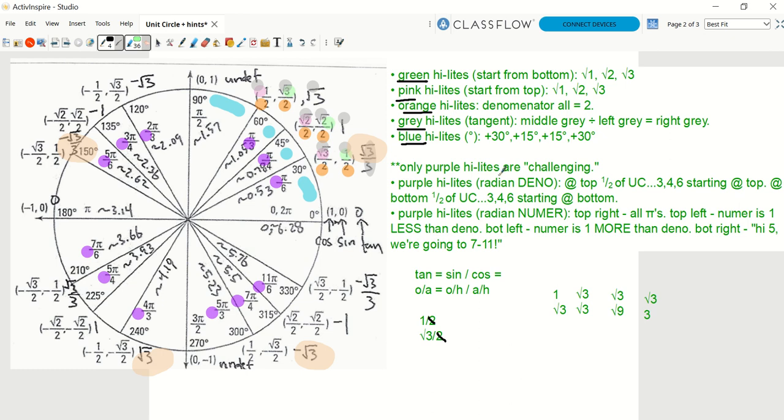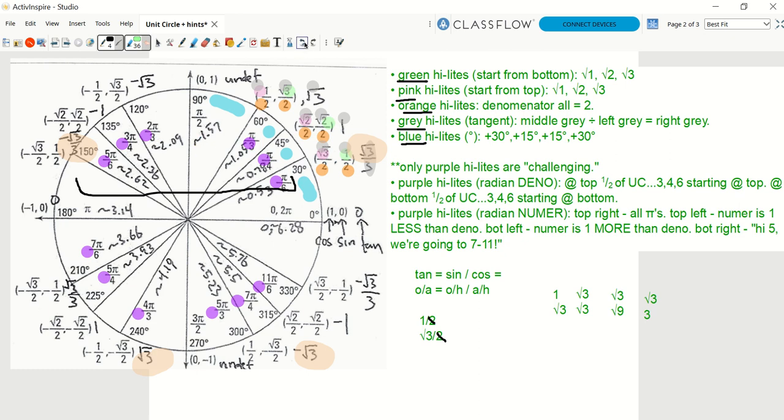The purple highlights are the challenging one. It's really not that bad either. So let's decipher what I wrote over here. Let's start with the purple highlights denominator. It's always going to be 3, 4, or 6. So the denominators for the top half of the unit circle is 3, 4, 6 starting from the top.